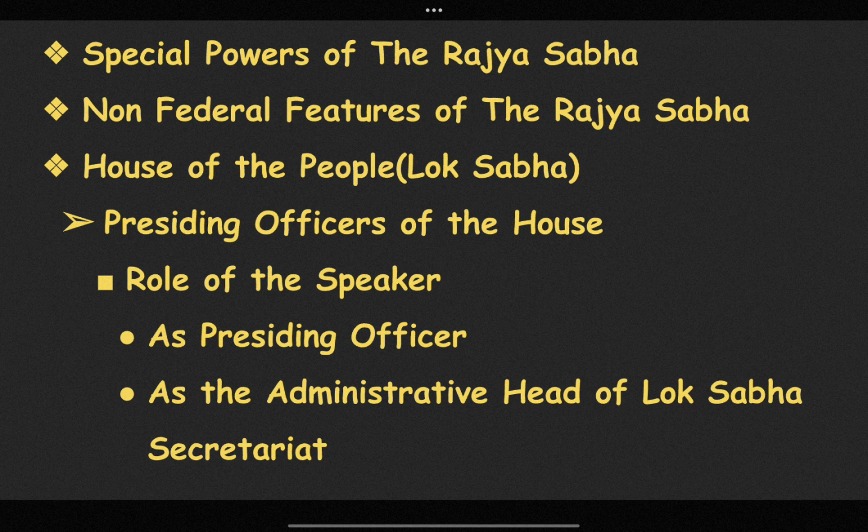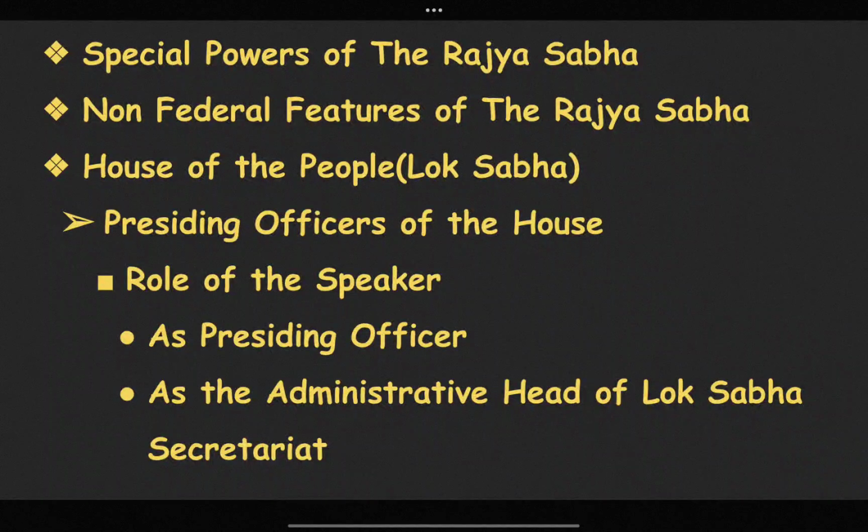The special powers of the Lok Sabha: a confidence motion, no confidence motion, and the cut motion can be introduced and passed only in the Lok Sabha. Whenever the existence of government is under question, then Lok Sabha is more powerful. A money bill and the financial bill can be introduced only in the Lok Sabha. American philosopher Tocqueville says, "No taxation without representation," and we are following that only.